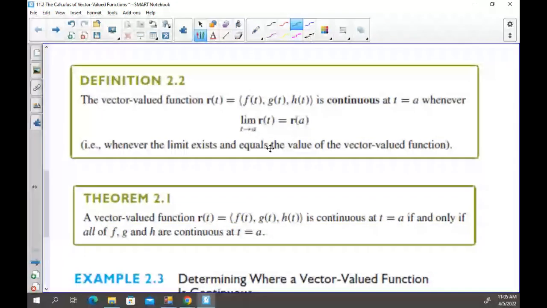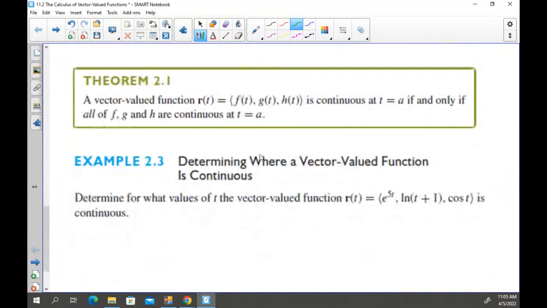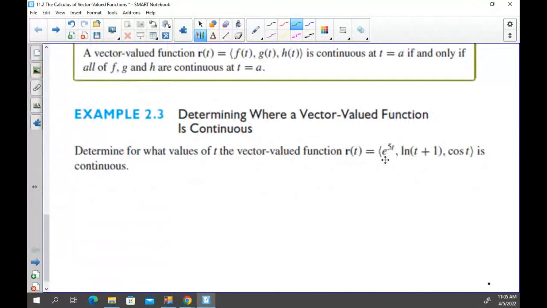Continuity, of course, you know the idea of continuity of a function. A function is continuous at a if its limit is equal to its value at a. This is the idea of continuity of a function. You should have done this in Calculus 1, of course. A lot of continuity questions there. So here, determine for what values of t the vector valued function is continuous.